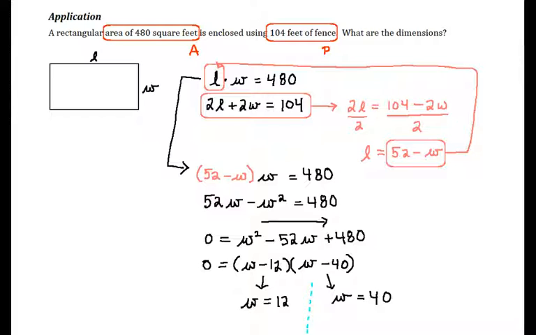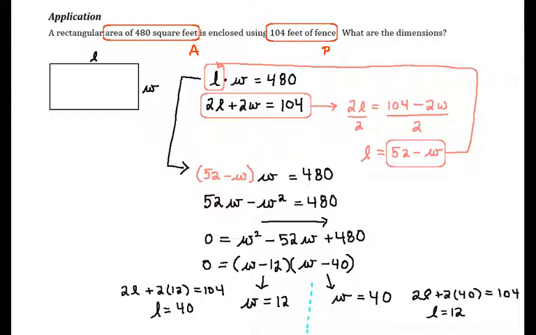If w is equal to 40 and 2 times L plus 2 times w, which is 40, is 104, then we end up here with L equals 12 after a couple of steps. If w is equal to 12 and I plug that into 2 times L plus 2 times 12 equals 104, over here I end up with L equals 40 after a couple of steps.